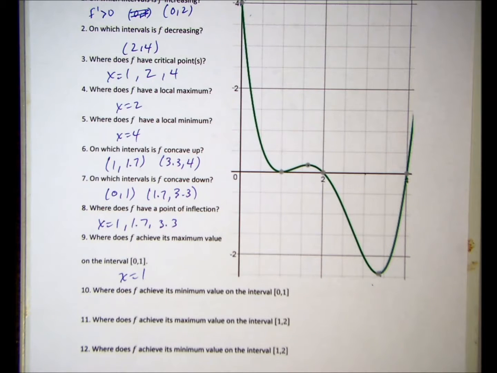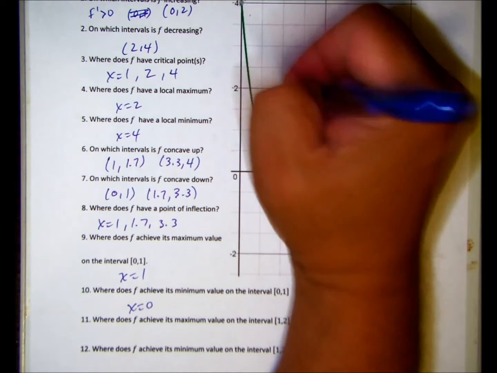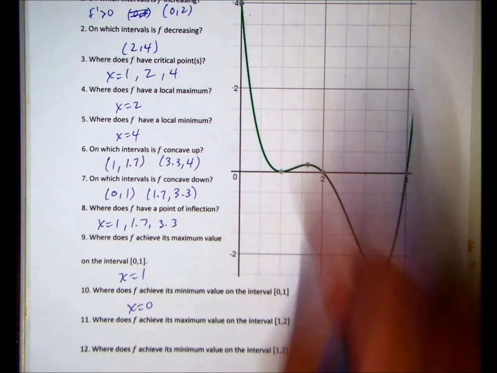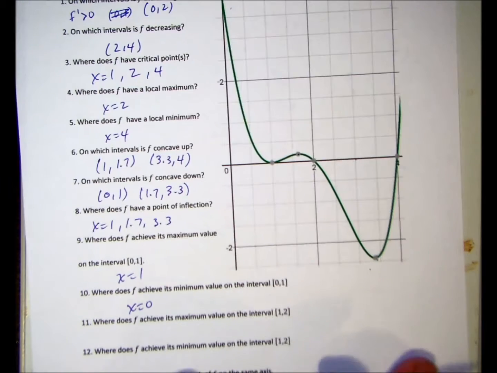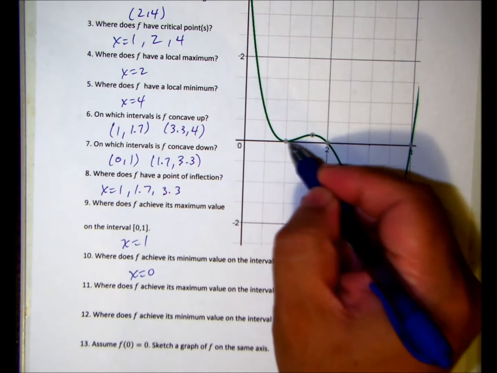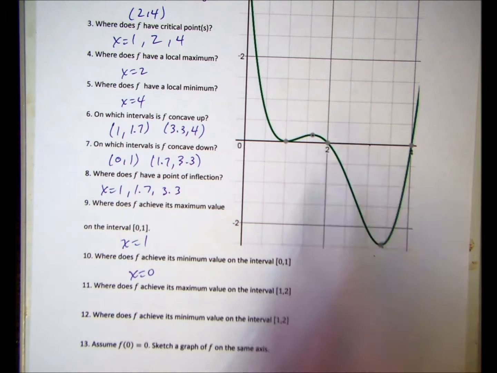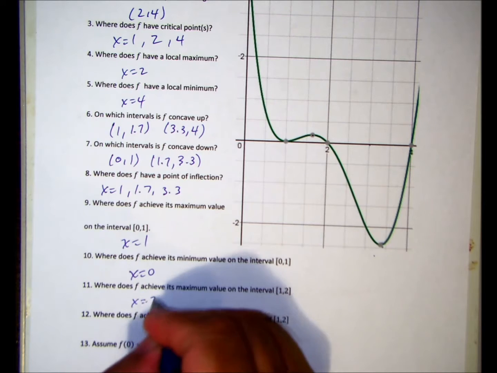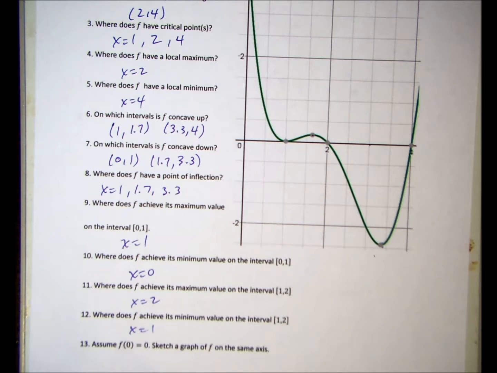Where does f achieve its minimum value on the interval 0 to 1? It'll be on the left-hand side because it's increasing after that. So x equals 0 has to be the lowest one of the original function. I know it doesn't look like that for the derivative. Where does f achieve its maximum value on interval 1 to 2? Okay, it's still positive. The derivative is still positive, so it's still increasing the whole time. So it's at the right endpoint again. And by the same logic, it's on the left endpoint for the minimum.